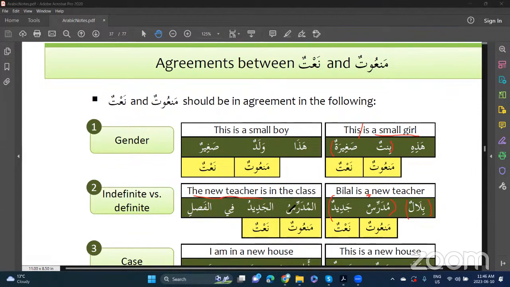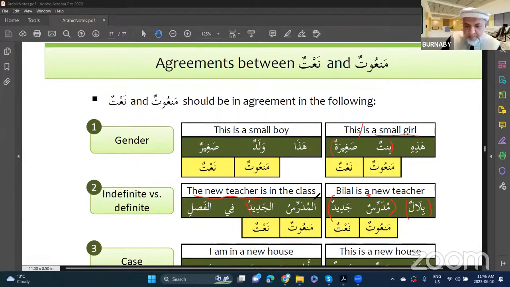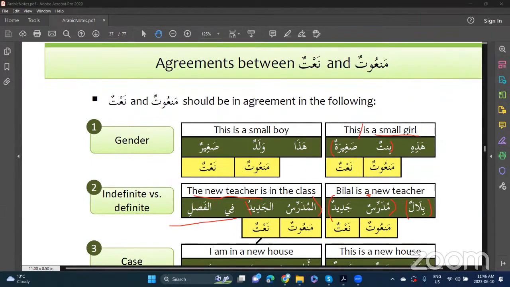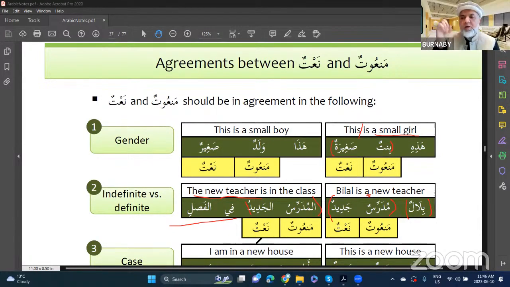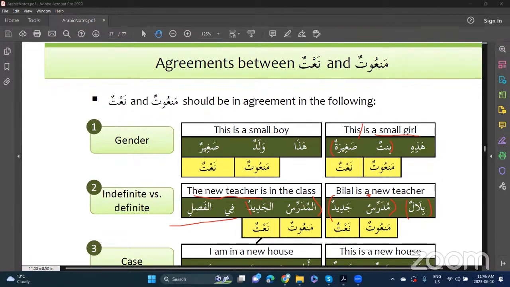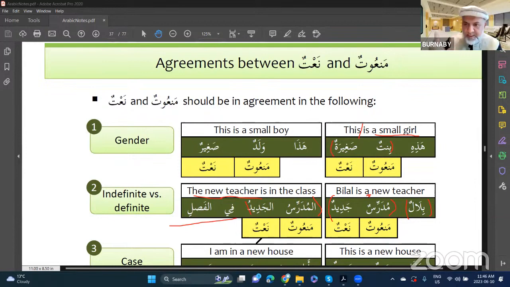So when it becomes mubtada, now this is mubtada and this is my khabar. What kind of khabar is this? Fil-fasli. Is fi a harf jar? Fil-fasli is a murakkab jari. In a nominal sentence, can a murakkab jari be mubtada? Never. Can it be khabar? Yes. So this is mutalliq khabar, because it's not the actual khabar, it's the mutalliq part.